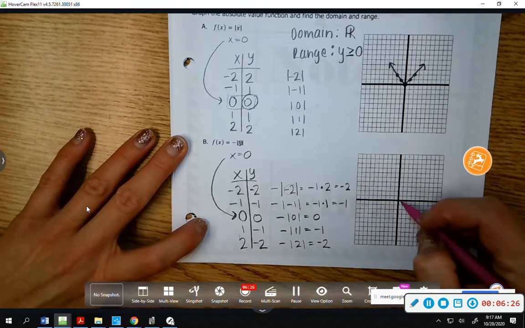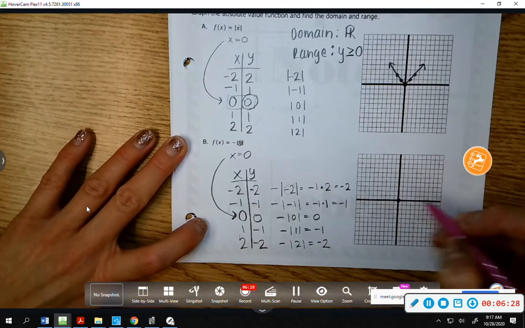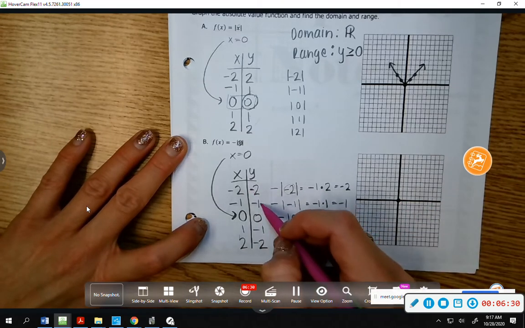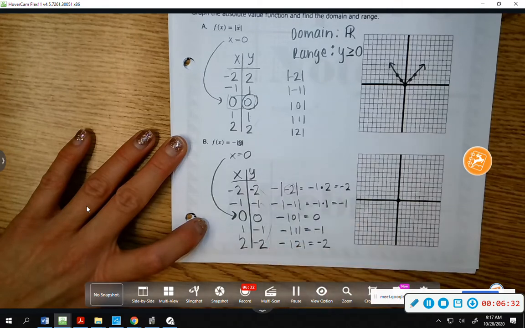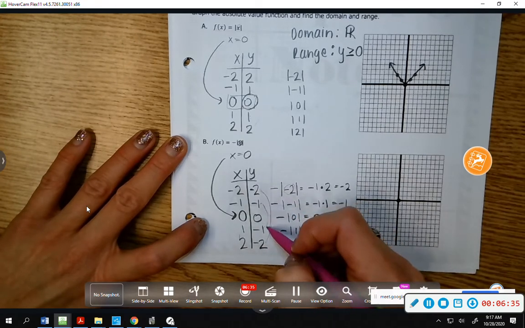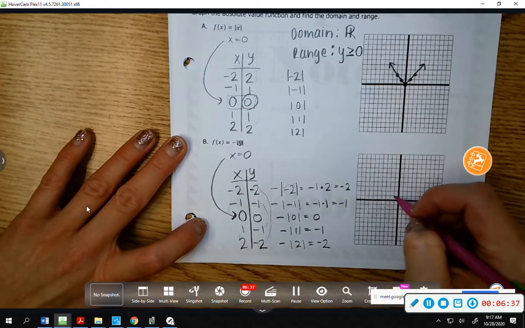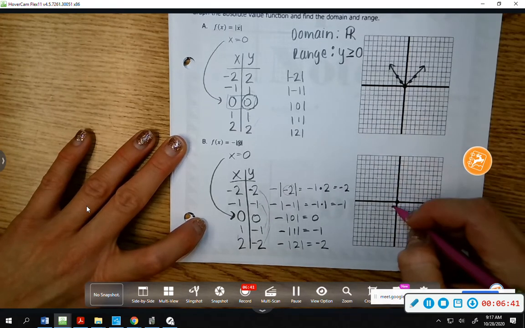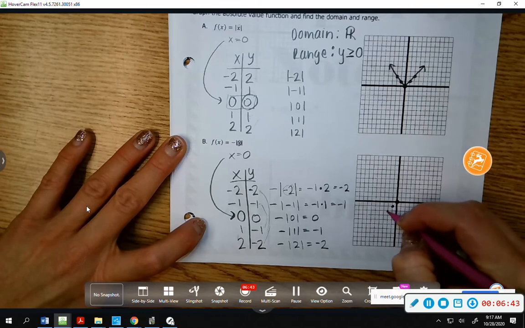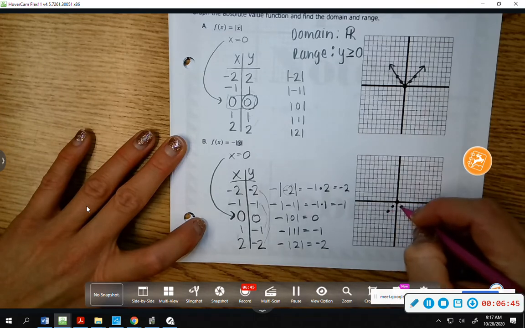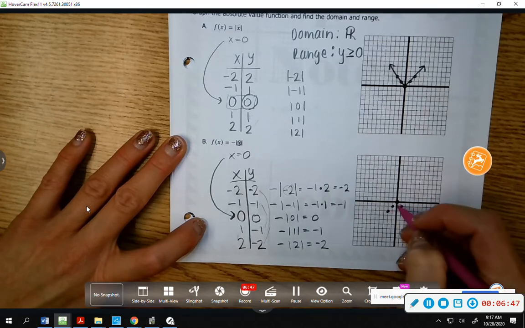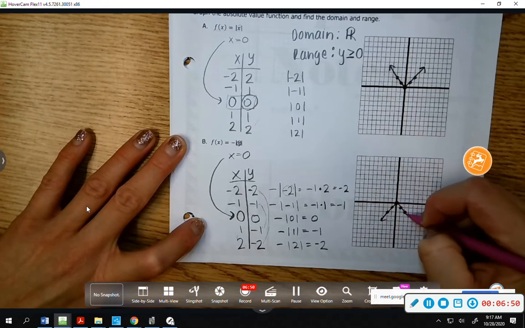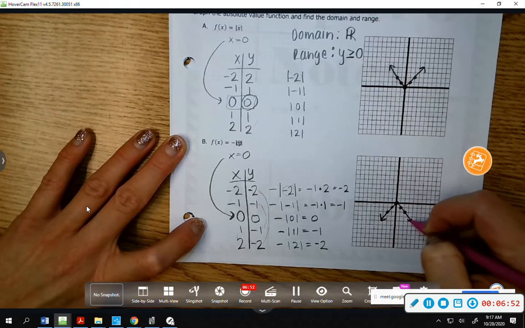Okay, let's plot them. I always like to start with my vertex. Okay, you can see the symmetry here, so that's good. That means I probably have the vertex in the middle. So -1, -1, -1, and then -2, -2. And then I actually just use my symmetry to graph the other two. And there's my absolute value function.